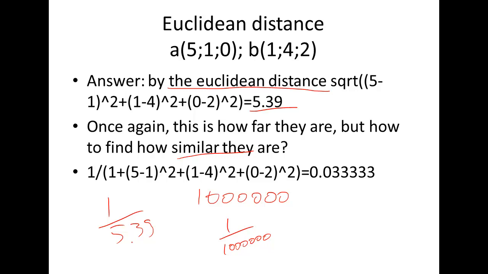There is one problem though. What if they're extremely similar, like they're the same? Then the distance is going to be 0, and 1 divided by 0 does not compute. So that's why, for calculating the similarities, we do not do 1 divided by the Euclidean distance, but 1 divided by 1 plus the Euclidean distance.